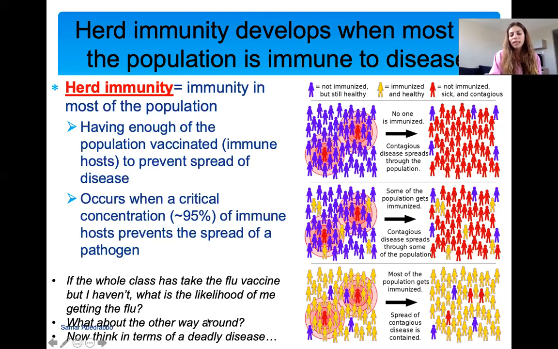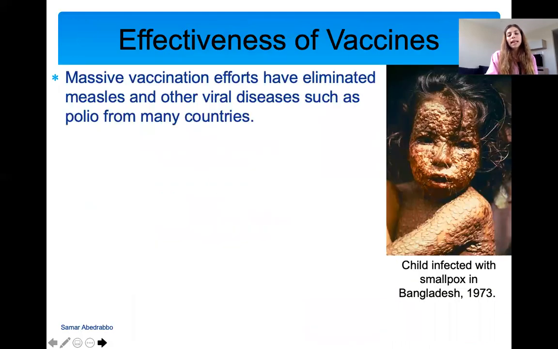Now think about it in terms of a deadly disease. If most of the people are immune to a deadly disease, whether naturally because they got sick and overcame it, or through a vaccine, that's how we get herd immunity. And so vaccines have been very effective. They have eliminated many diseases, specifically viral diseases, from various countries.